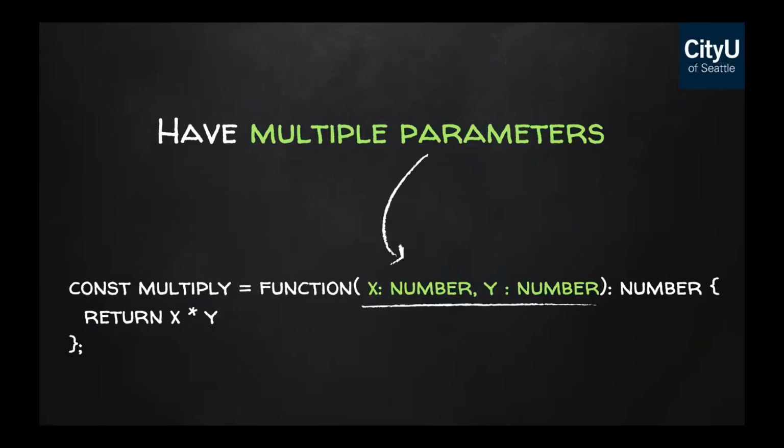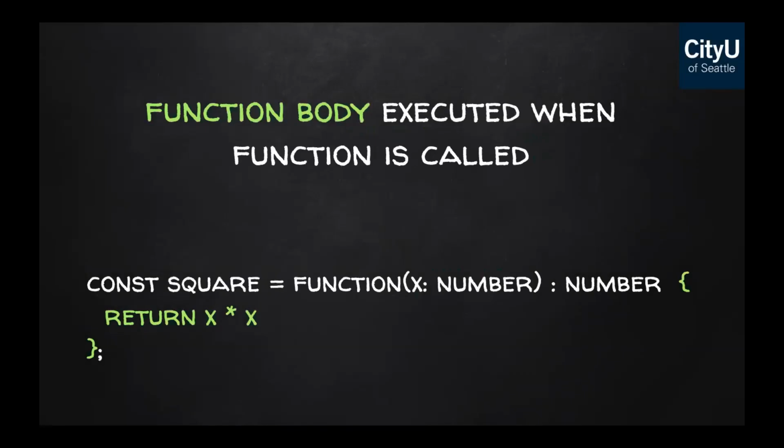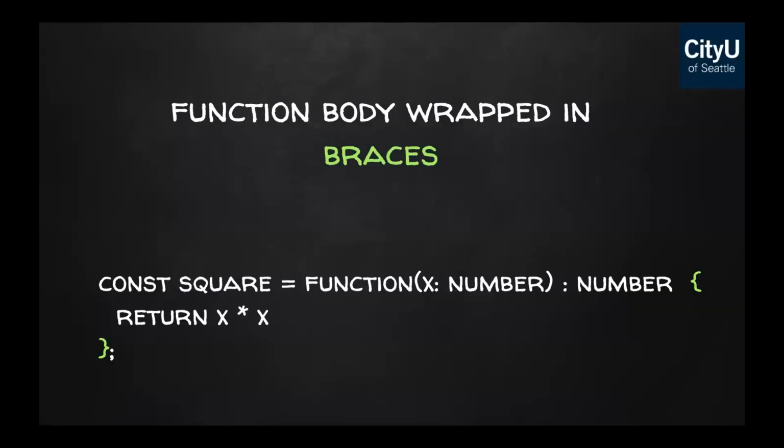Next, you can have multiple parameters. You can also have no parameters and no return, which is void. The function body is where you have the code block inside of the braces. There you go, wrap in braces. Function body is wrapped in braces.